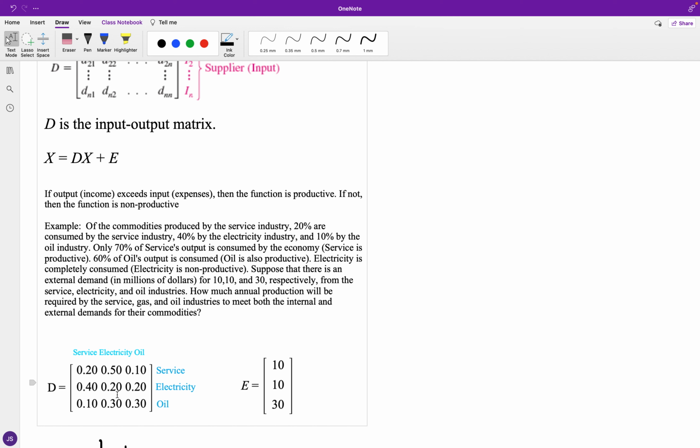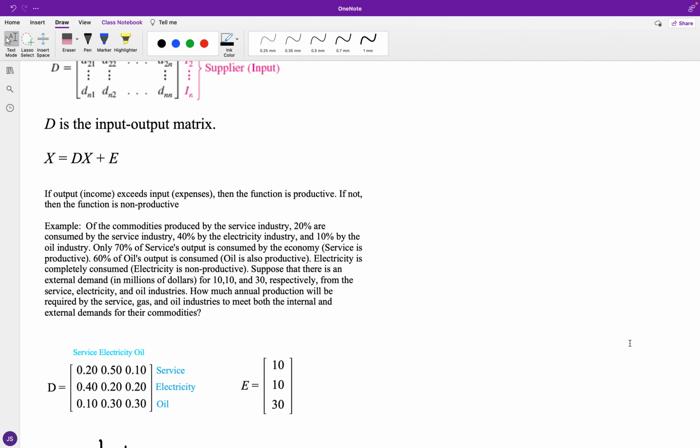Suppose that there is an external demand, in millions of dollars, of 10, 10, and 30 respectively from the service, electricity, and oil industries. The question posed is how much annual production will be required by the service, electricity, and oil industries to meet both the internal and external demands for their commodities.